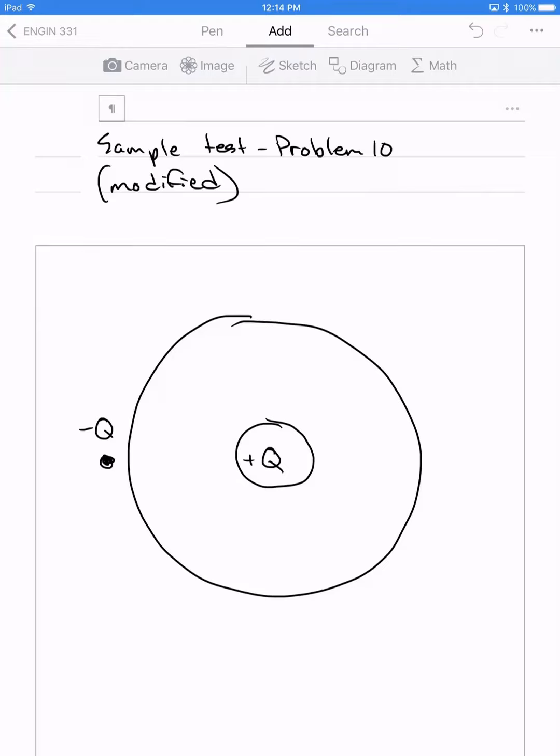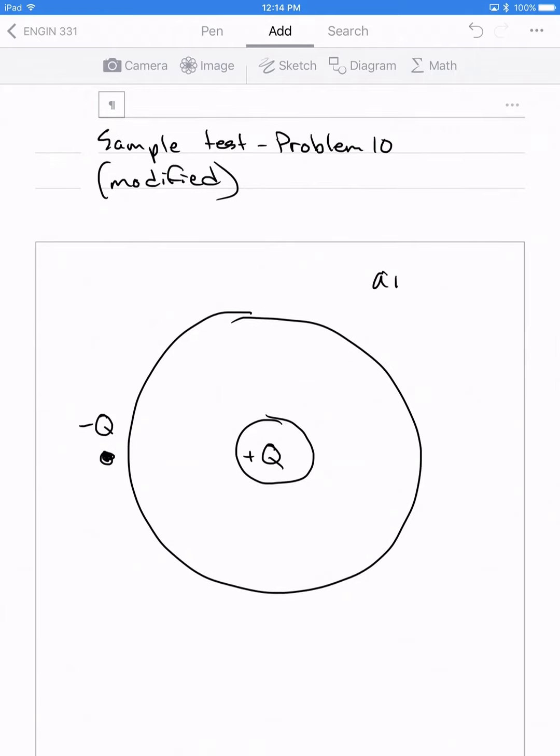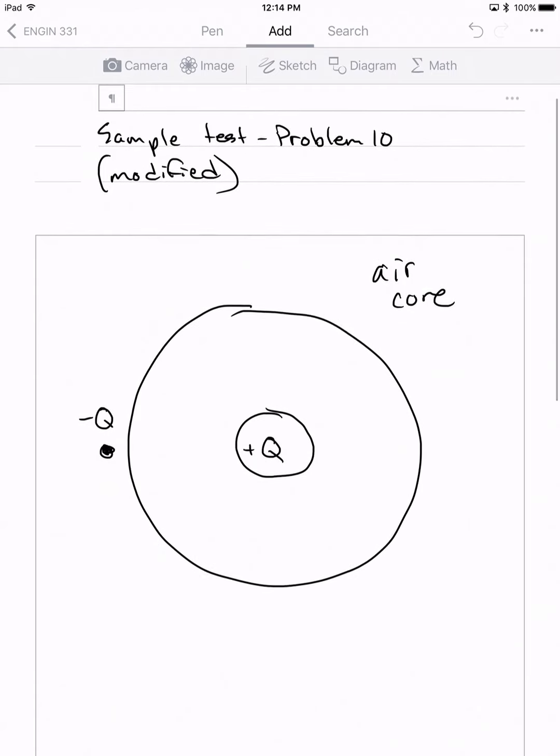In this video, we're going to go over one of the problems from the example test that we didn't have time to go over in class. This is problem 10, where there is an infinitely long air core coaxial cable with a solid inner radius of A and an outer radius of B.